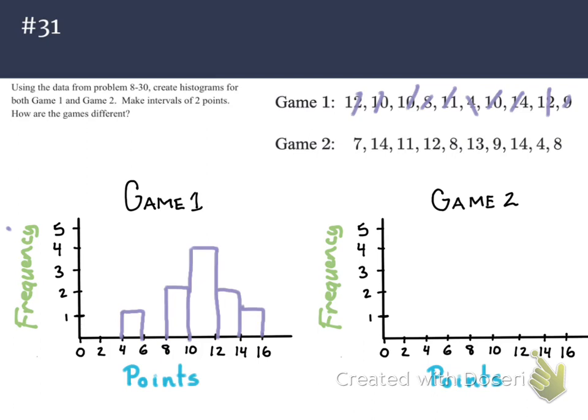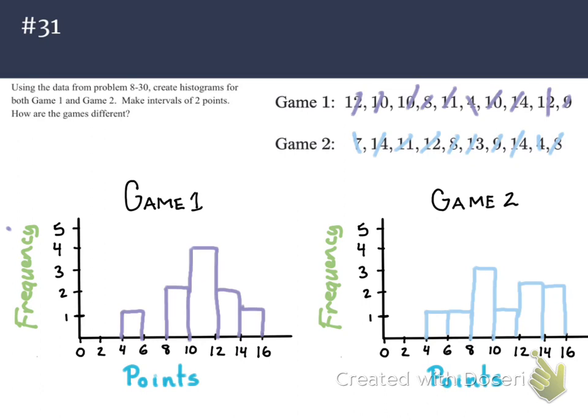Yours will probably, if it's not identical, look pretty darn similar. All right, moving on to game 2. I'm going to move at a faster pace for this one. So if you haven't done it yet, pause the video. And if you have, you'll just be able to check your answers pretty quickly. Okay, so game 2 is finished.